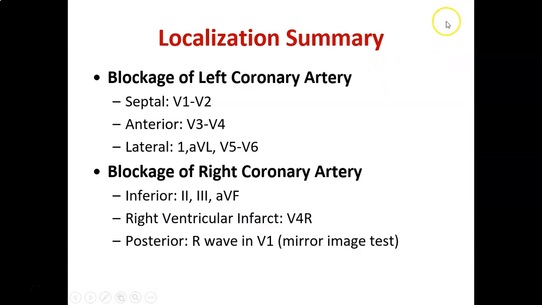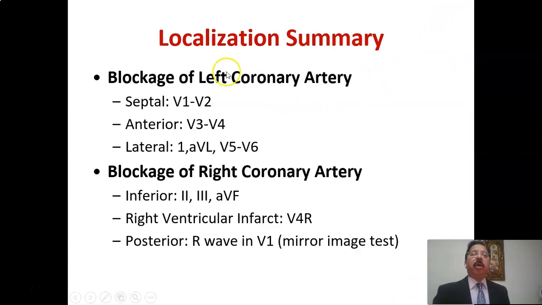So where to look? You have to look for the blockage of the 2 coronary arteries, and you can localize the area of the myocardial infarction. For septal myocardial infarction, look at the ST segment elevations in V1 and V2. In anterior wall myocardial infarction, you will see the ST segment elevation in V3 and V4. For lateral wall myocardial infarction, look at the ST segment elevations in 1, AVL, V5 and V6.